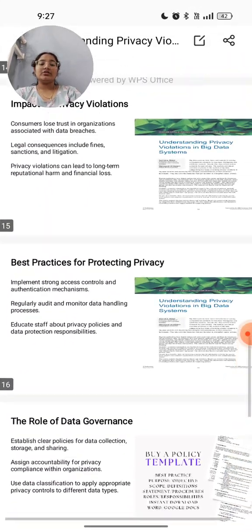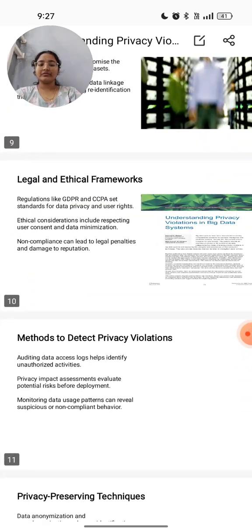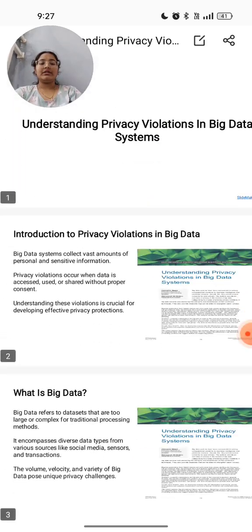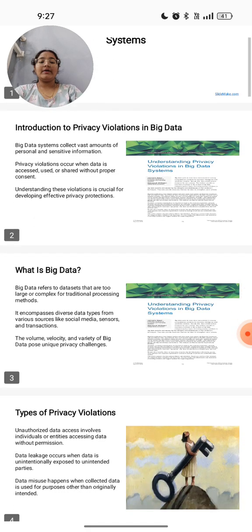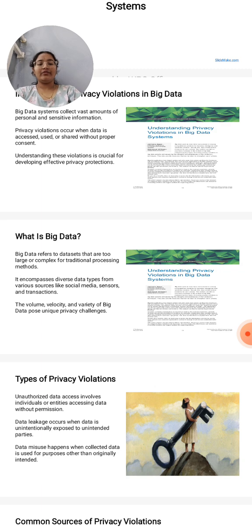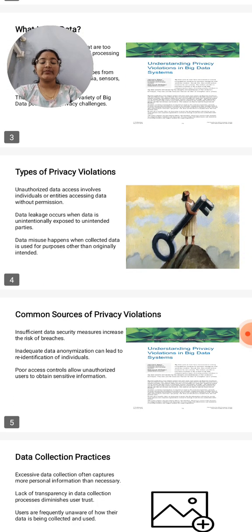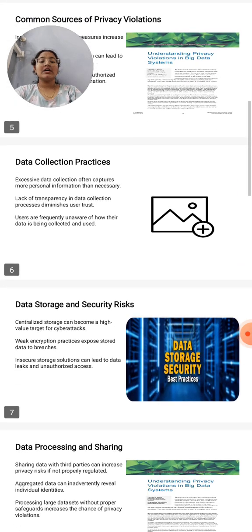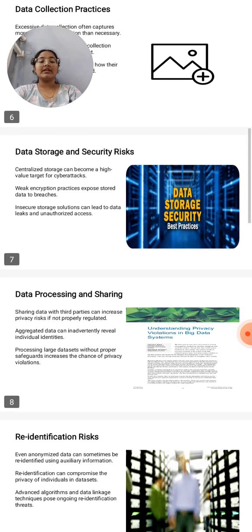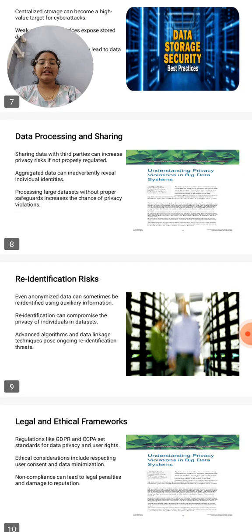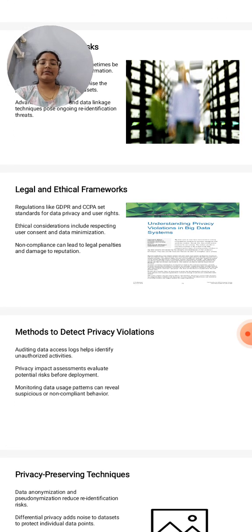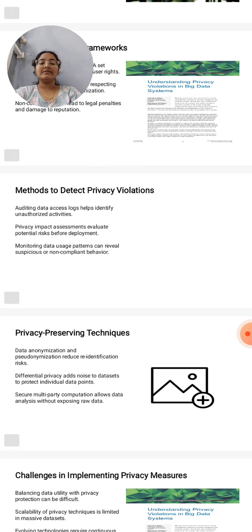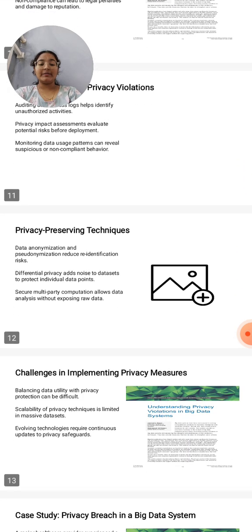Let's go through the topics we covered. The first topic is about introduction to privacy violations in big data. The next slides cover what is big data, types of violations in big data, common sources of privacy violations, data collection practices, data storage and security risks, data processing and sharing, re-identification risks, legal and ethical frameworks, methods to detect privacy violations, privacy preserving techniques, and challenges in implementing privacy measures.